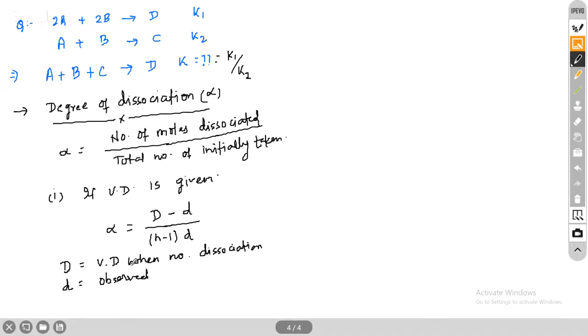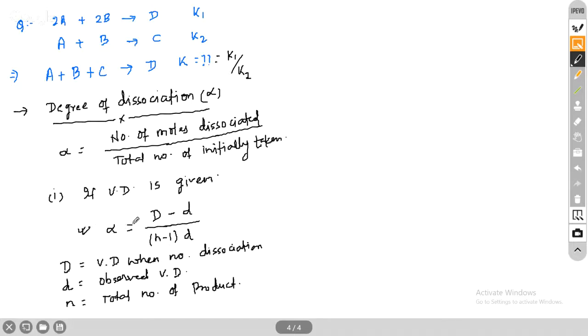All you have to do is keep this formula in mind. This n is important. You must keep this in mind. What is n? It is the total number of products. Only products we count, nothing to do with the reactant over here. So this is one formula.